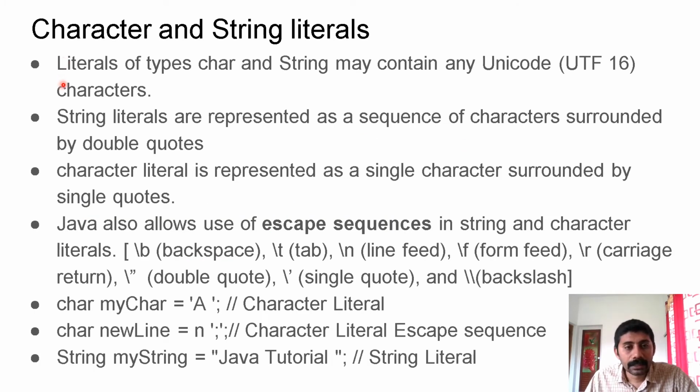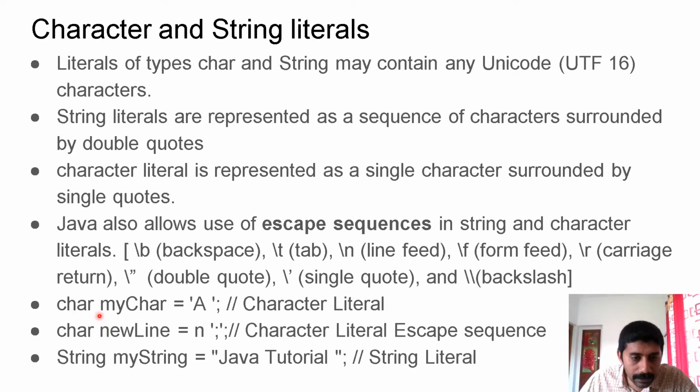Characters and string literals. Literals of type character and string may contain any Unicode, that means UTF-16 characters. The string literals are represented as a sequence of characters surrounded by double quotes. Okay, for character we use single quote, for string we use double quote. Character literal is represented as a single character surrounded by single quote. Java also allows the use of escape sequences like C language in string and character literals. Okay, \b backspace, \t tab. So this is same as the escape sequences you learned in C programming language. So that list is given.